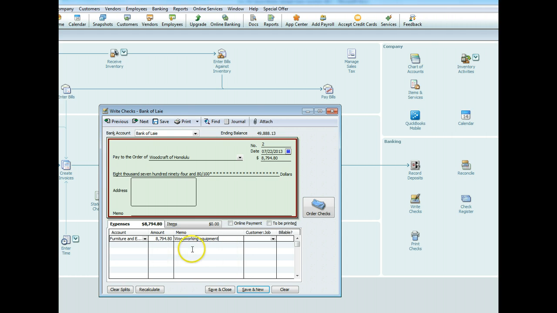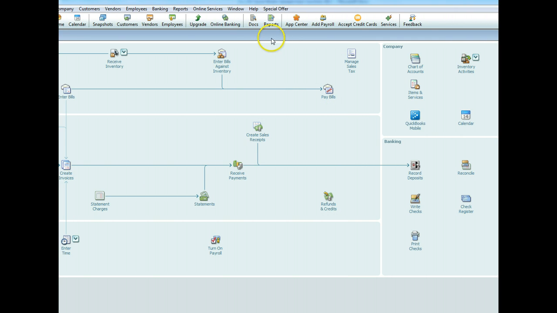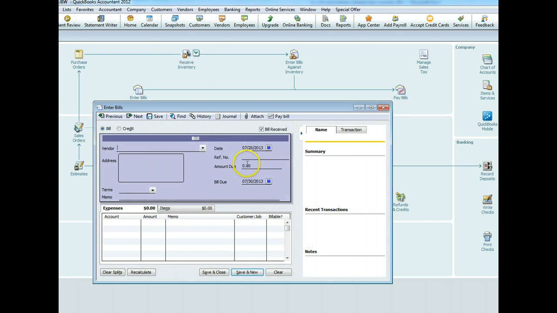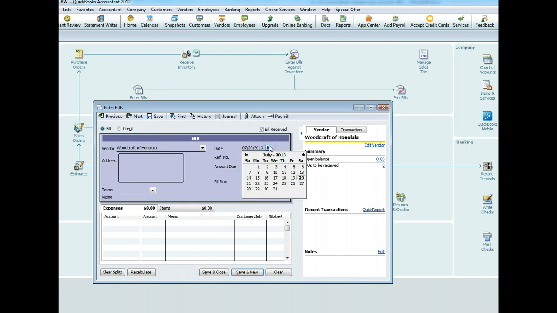Let's see. We're going to put it on our Woodcraft credit account. Oh, look at that. So now what we're going to do is create a liability. Here I am writing a check. Let's do this. Let's clear the check. Okay. And what we're going to do is enter a bill. Okay, and this is going to be Woodcraft of Honolulu. And we're going to be doing this on July 22nd.